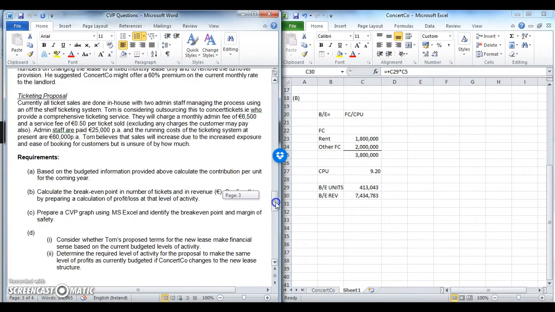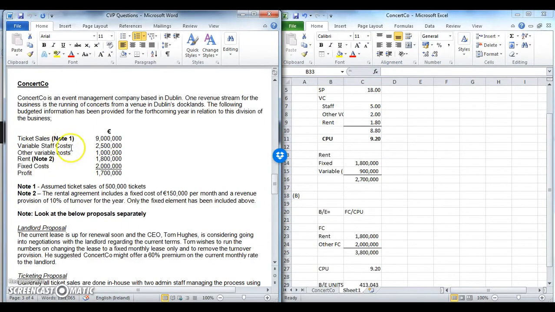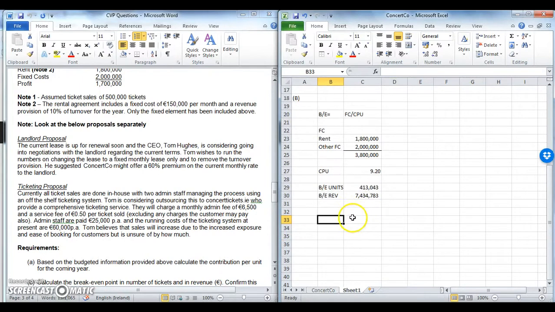And don't forget, again, always read the requirement. You're being asked to confirm this by preparing a calculation in the profit and loss of that level of activity. So this essentially means you just try and do a P&L like it's done up here. So you show your total revenue, variable costs, that gets you to contribution, and you have your fixed costs, and then your profits. That's all it's asking for. It just wants you to understand what does it mean to show the profit and loss for the period.